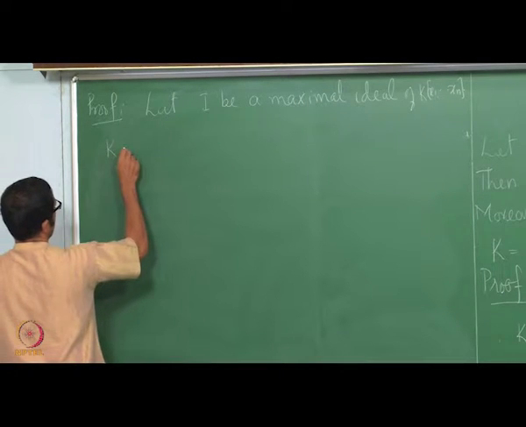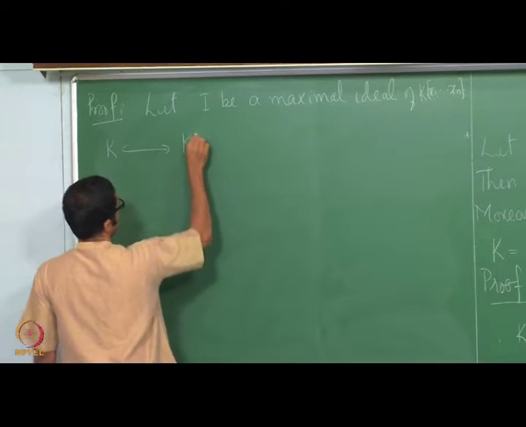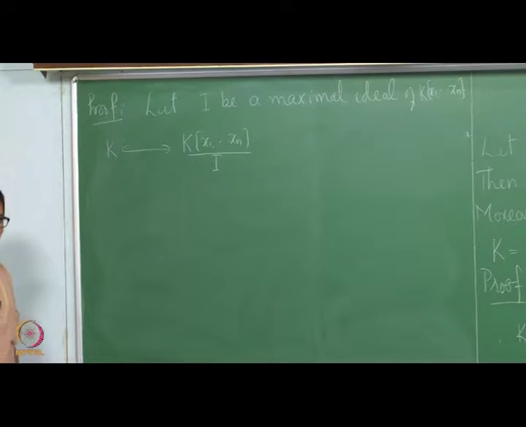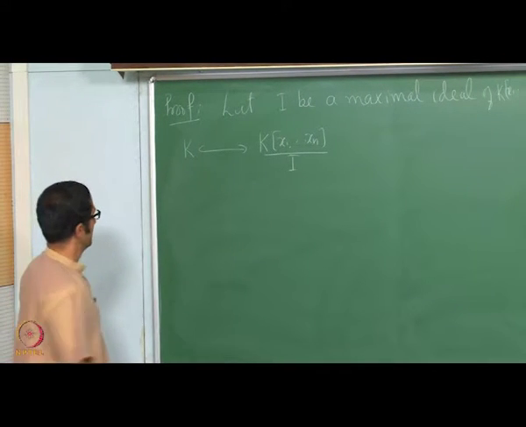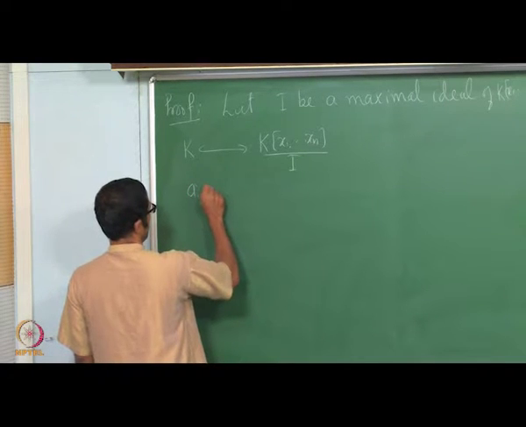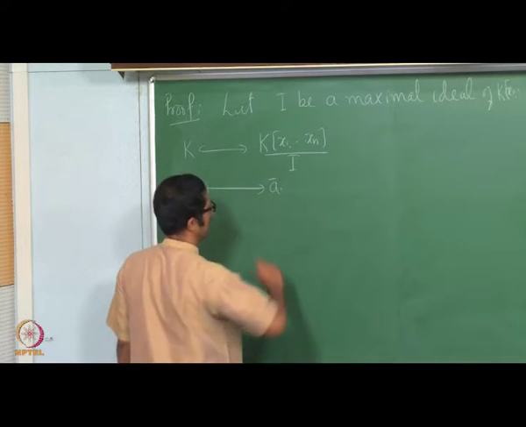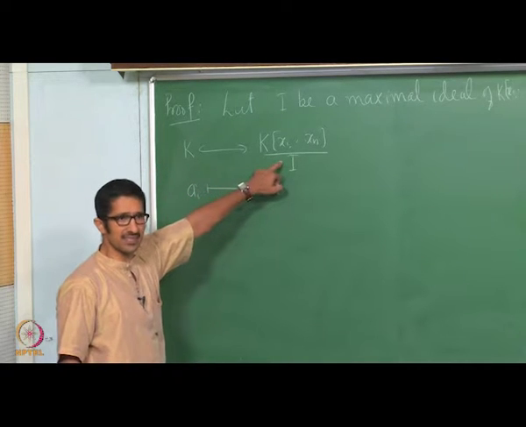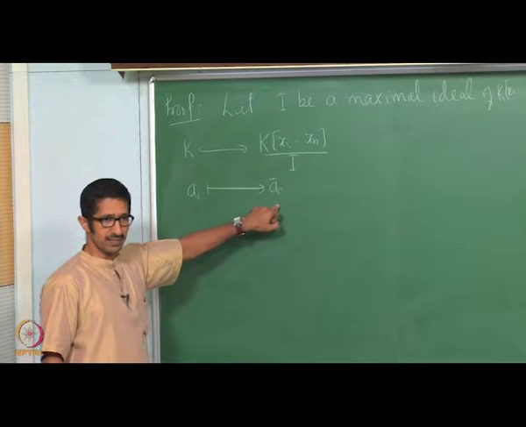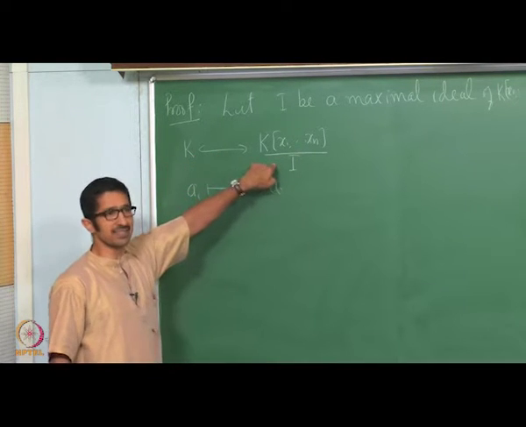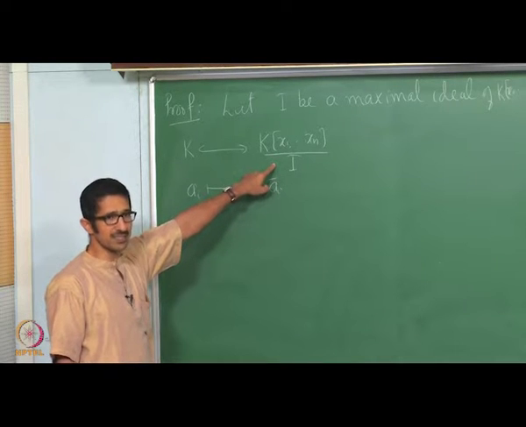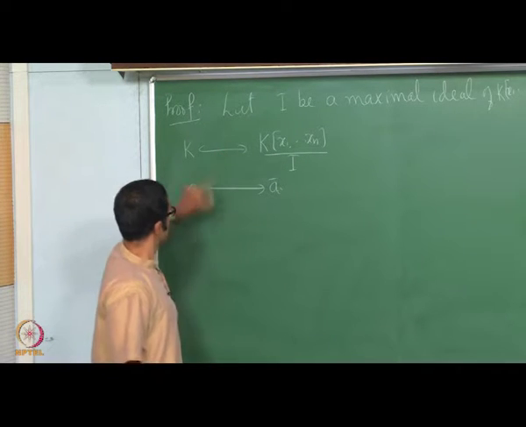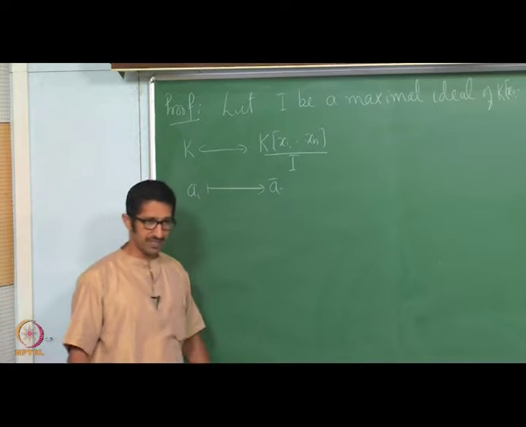Then I have this map k injects into K[x1, ..., xn] modulo I. The map is a mapping to a bar. For any K-algebra, K sits inside the K-algebra in this form. K is a field, so this map is always injective. If it is non-zero, it has to be injective. If I is a maximal ideal, this map has to be non-zero. Therefore, it has to be injective. So, this K sits inside this in the natural manner.